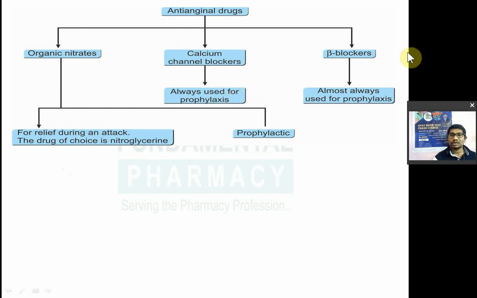Now third category in that you have beta blockers. So they will reduce the effort of your heart. They will reduce the workload of heart. So they are also used for the prophylaxis.